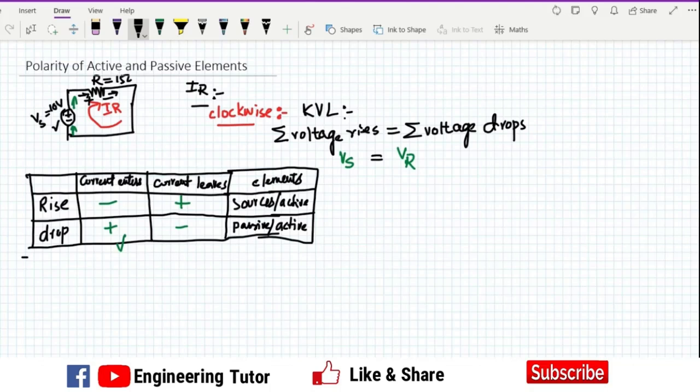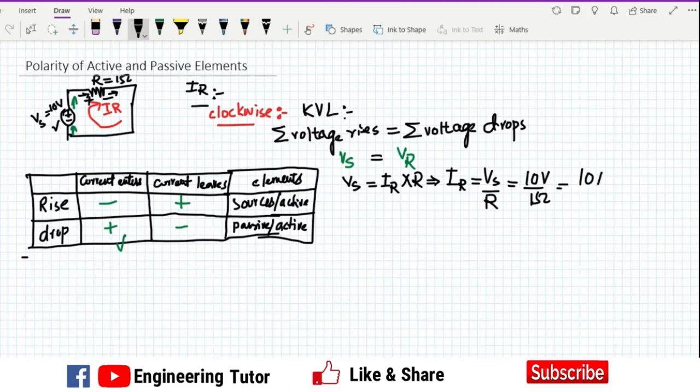So putting our values here, this is V of S, and the value of V of R is I of R into R, or we have to find out the value of I of R, and I of R is V of S divided by R. Putting the values here, this is 10 volts, this is 1 ohm, so this is Ohm's law. According to Ohm's law, the value of current is 10 amps. So this is the value which we have calculated for our clockwise direction.